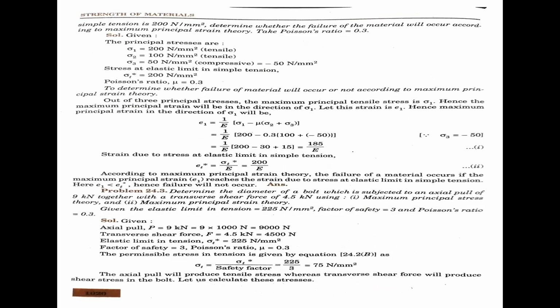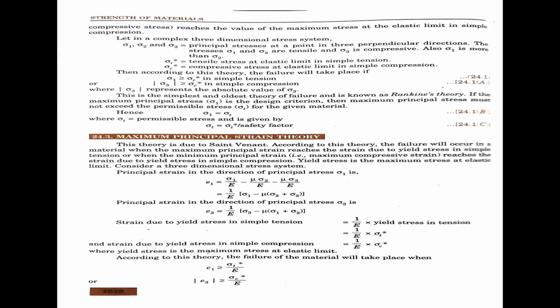Okay, you know the equation 24.1b, sigma 1 equal to sigma t, that is the principal stress theory. So 13,832.5 divided by d square equals 75. Substituting this value, we get the d value finally as 13.58, approximately 13.6 mm. That is the diameter of the bolt in principal stress theory.